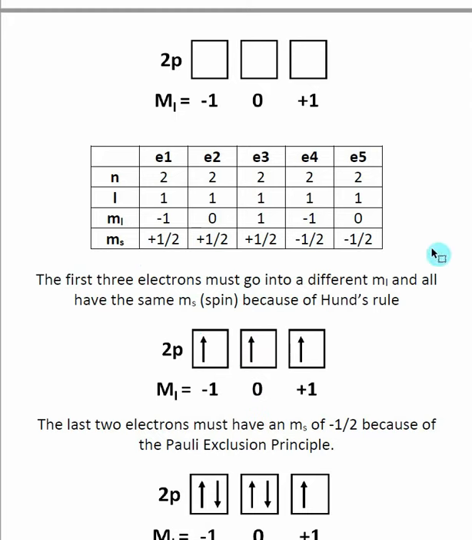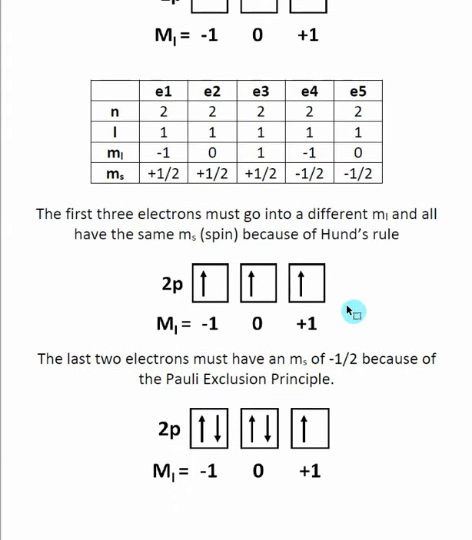Same deal when I go on and I put my third electron in. Hund's rule says it needs to go into m sub l plus 1. I need to put an electron into each one of my m sub l's before I start pairing them. Hund's rule says that this electron also needs to have a spin of plus 1/2. So now I have one electron in all of my m sub l's, so when I go to my fourth electron, I can go back and start putting a second electron into my m sub l's.